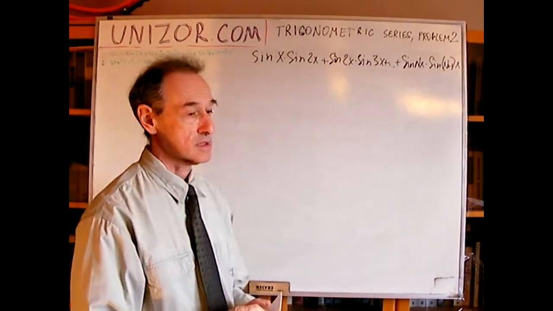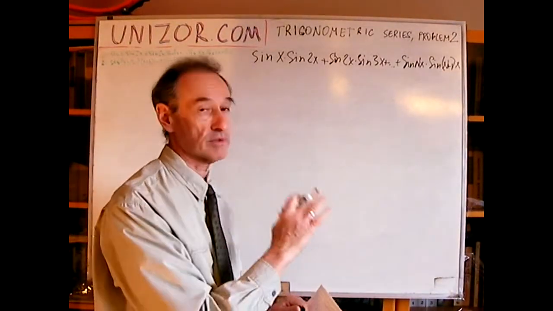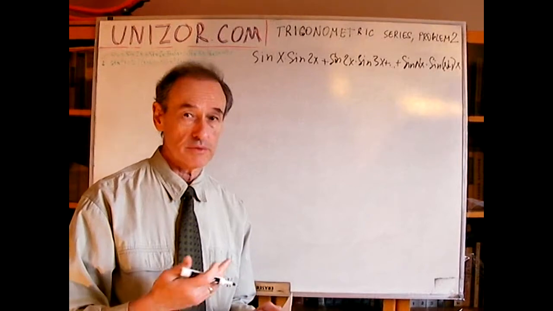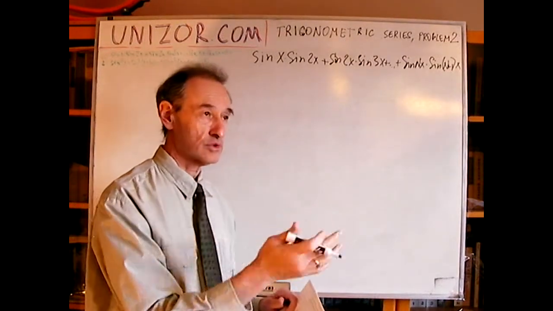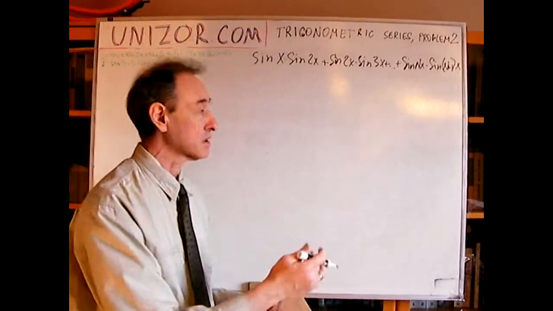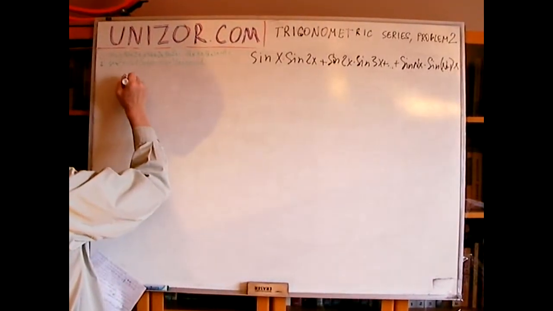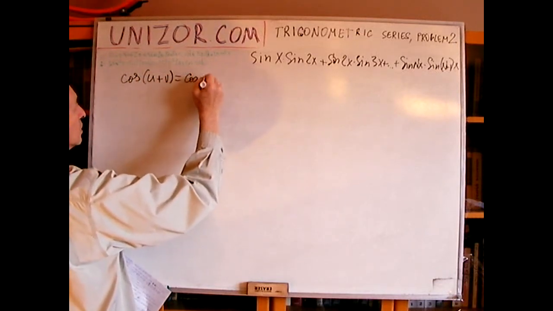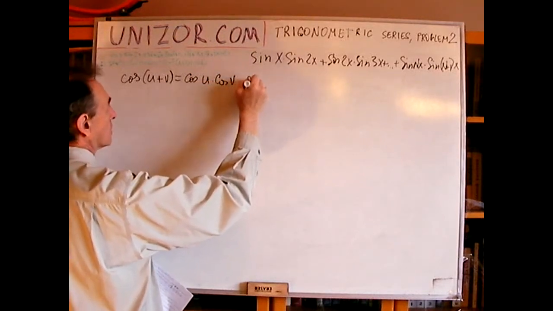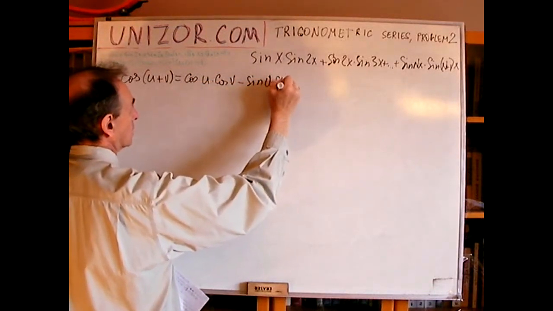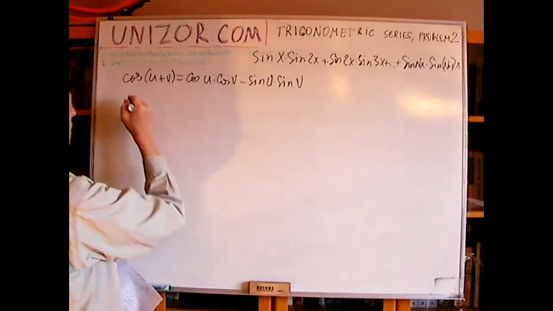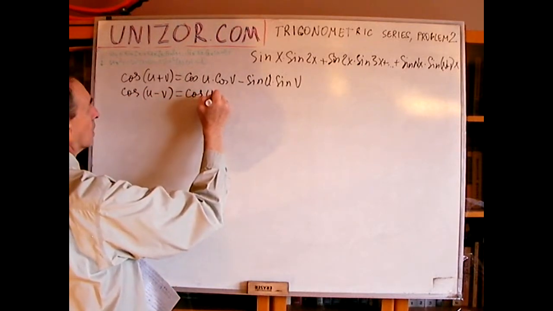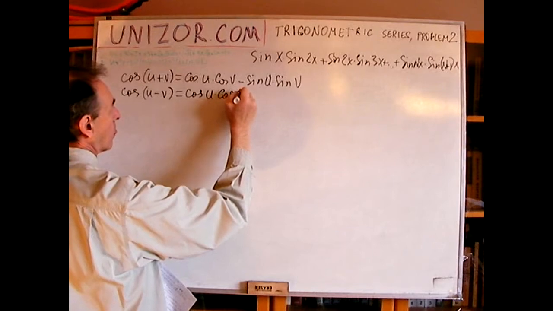Since I never remember any formulas except the very basic ones, I do remember that in the formula for a cosine of a sum of two angles, there are two members. One is the product of cosines, another is the product of sines. So let me just remind it. Cosine of u plus v equals cosine u cosine v minus sine u sine v. So that's the product of sines. And obviously cosine of u minus v is equal to the sum of these two.